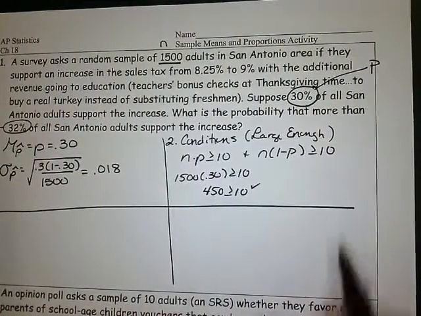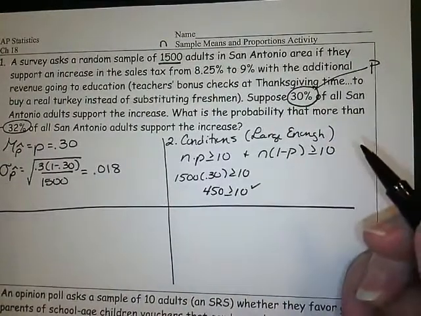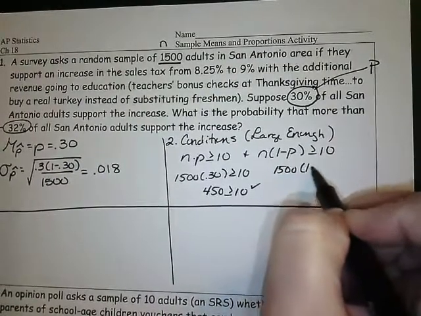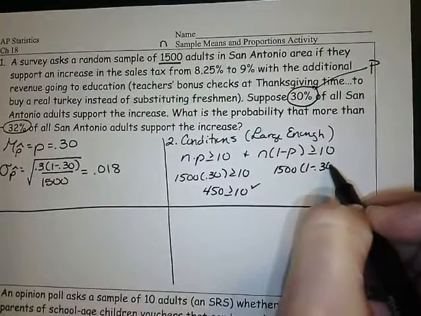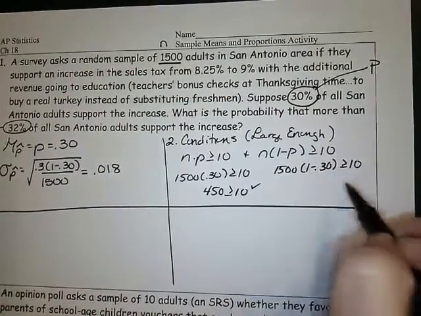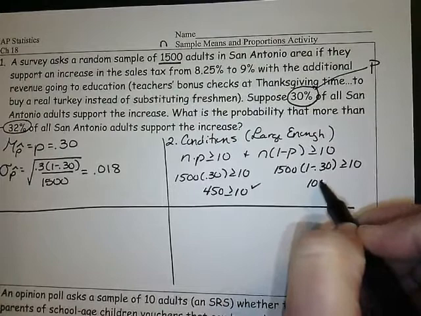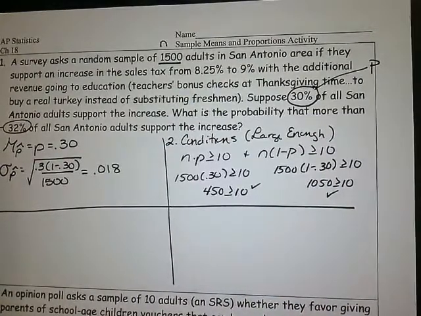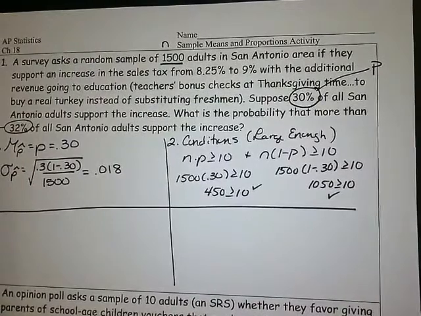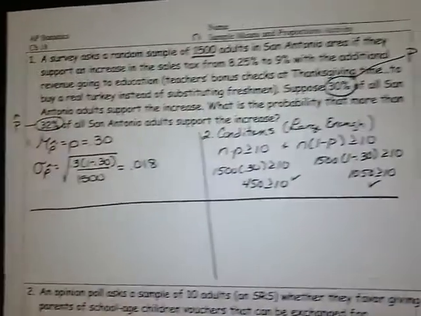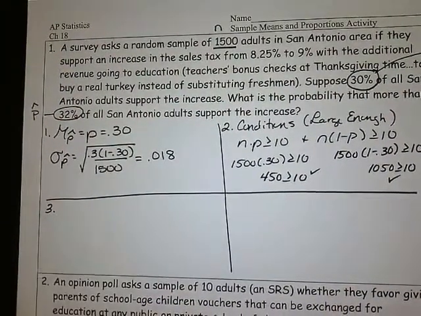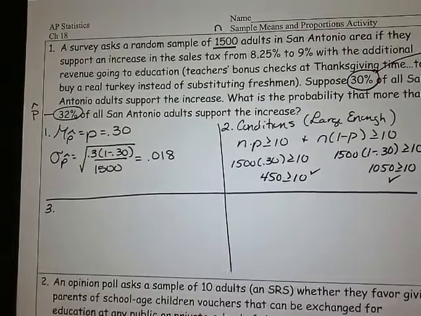So then I'm going to do it again. Remember that this is an and, not an or. So we have to do 1,500 times 1 minus 0.3, and see if that's greater than or equal to 10. So I have 1,050, which is greater than or equal to 10. So now I know that it's large enough. And why is that important? Because that tells me that now I'm approximately normal, so that now I can move to box 3, where I'm going to write my probability statement so that I can use a z-score.